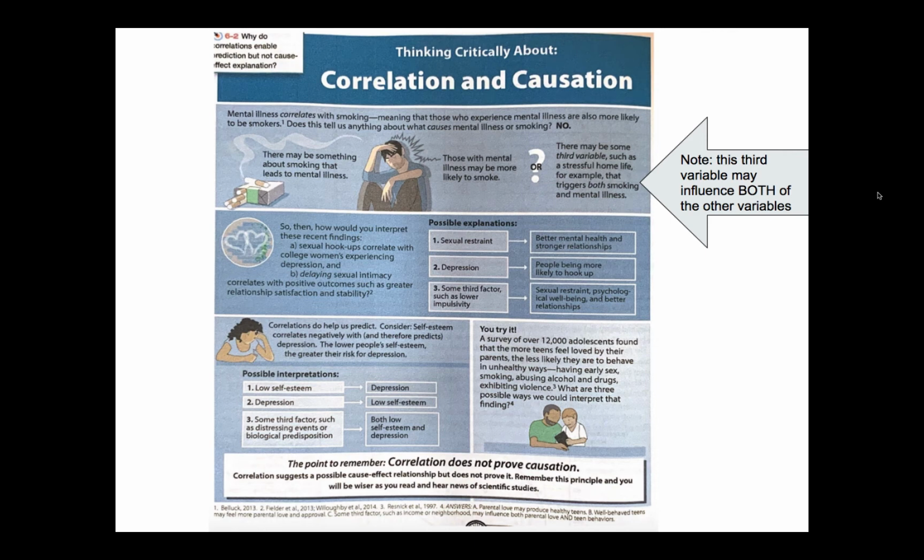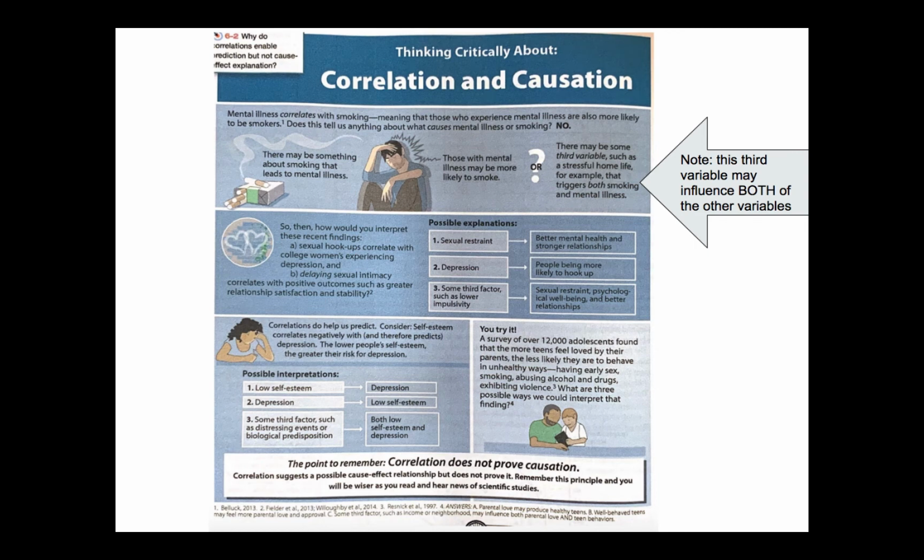We're going to talk in a second about something called a third variable problem. We might have a third variable that influences both of our other variables. Perhaps a stressful home life contributes both to smoking and to the onset of mental illness. So you see how it's difficult when we have only correlational data to assume anything about a causal relationship between two variables.